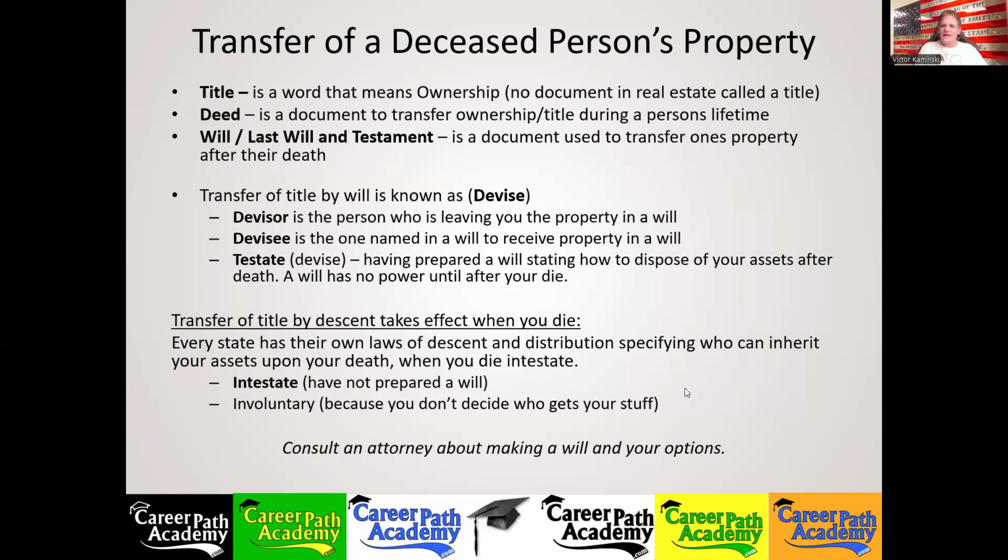And if you've got kids, who do you want to take care of your kids after you die? And if your spouse is nowhere around, who can take care of your children? You may want to specify somebody to take care of your kids afterwards.